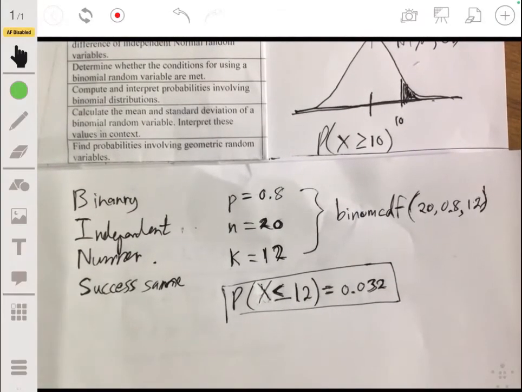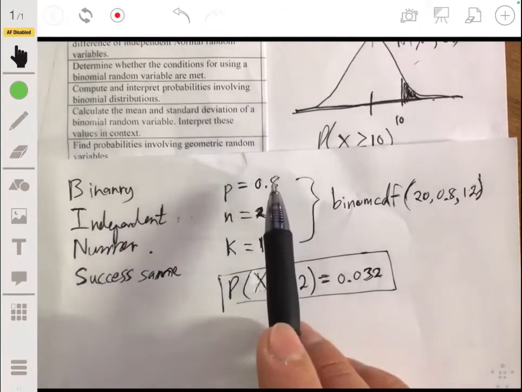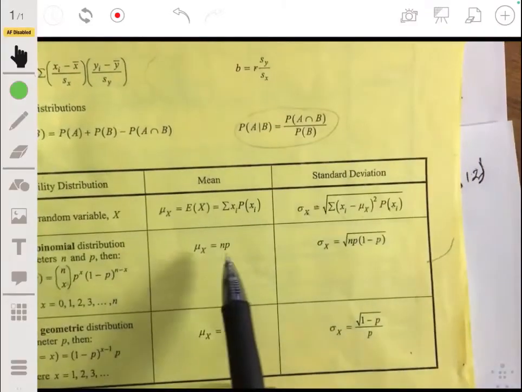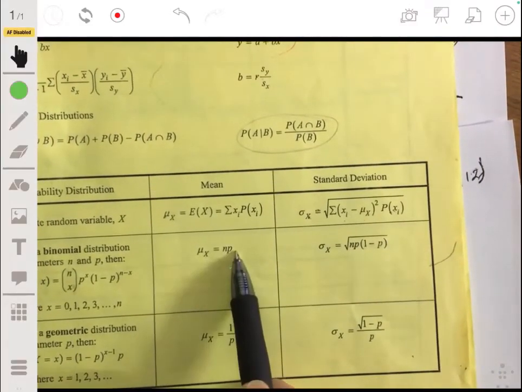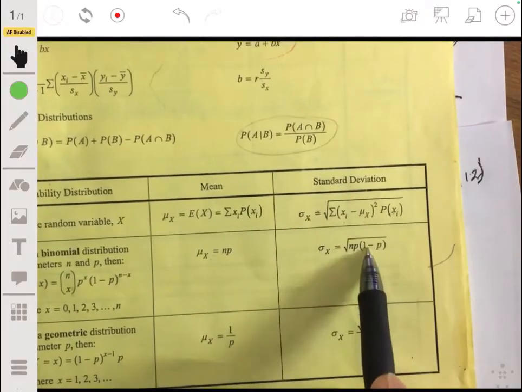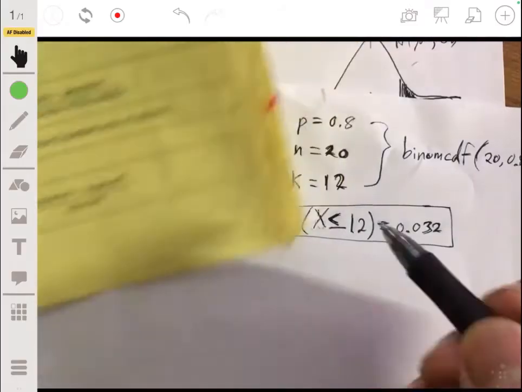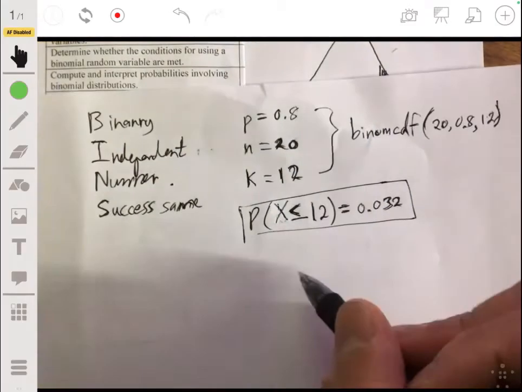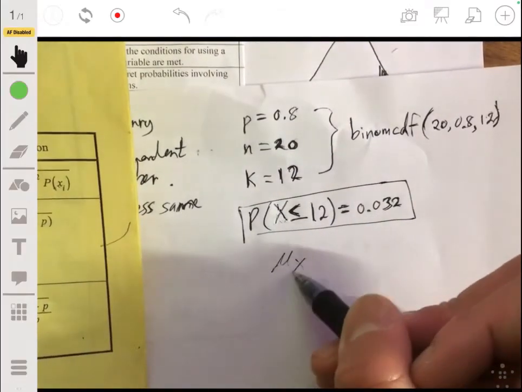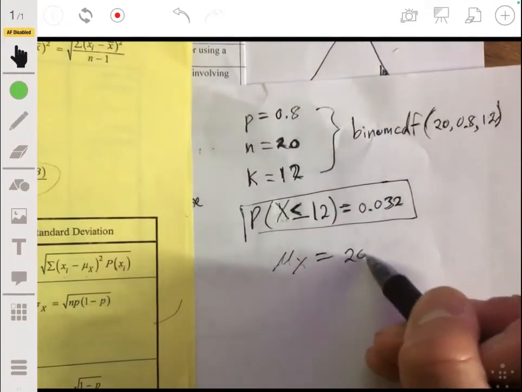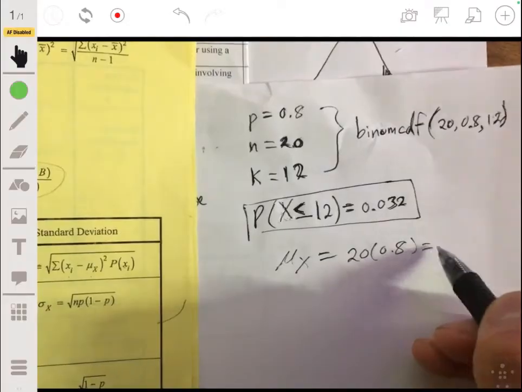All right, now let's look at the mean and standard deviation of a binomial random variable. That's pretty simple. It's just, again, given to you in this formula, np, and the standard deviation as this. So we simply have to plug in our values for n and p that we're given. The mean of X will be n times p. In this case, it'll just be 20 times 0.8, which will be 16.